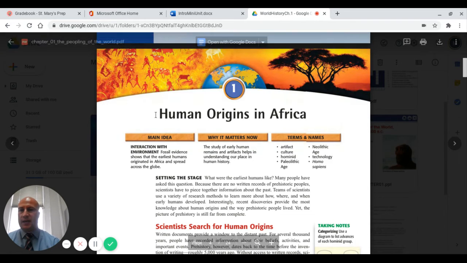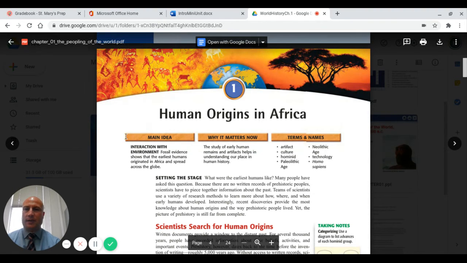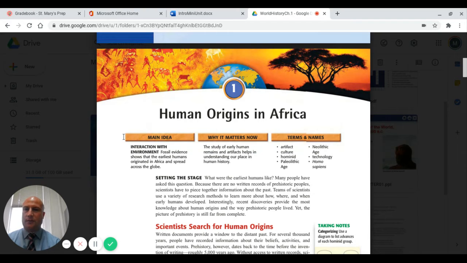Obviously, the first step would be to read the section title, which in this case is Human Origins in Africa. That's going to give us a clue as to what this section of the book is about. It's about how life began in Africa. The second step would be to utilize and read the orange boxes here at the top of the section page. They are the main idea, which gives us once again the big picture of this specific section.